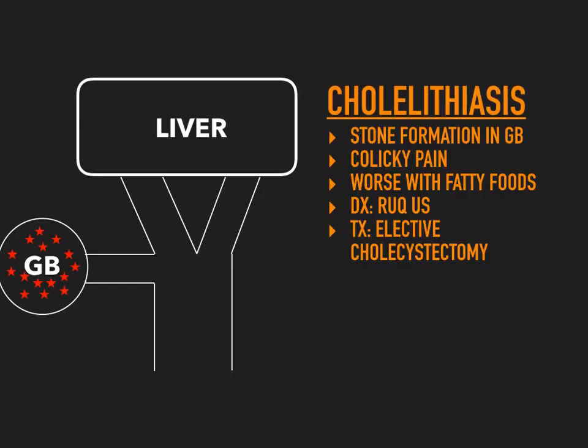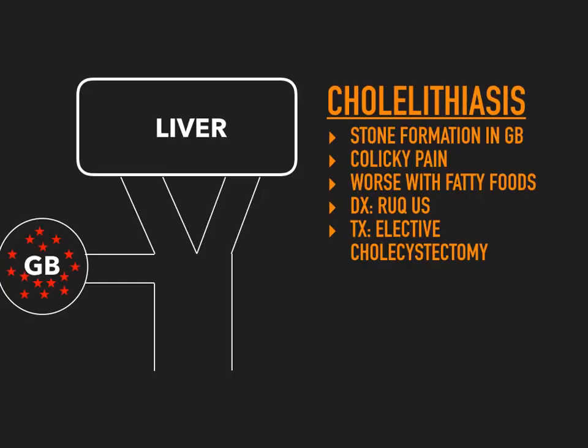Now, the key to picking this out when they describe a patient to you in the question is that the patient typically will have colicky pain, right? Waxing and waning in the right upper quadrant. Sometimes they'll have cramps and then they'll disappear, and then they'll come back and then they'll disappear. That's colicky pain, and it's very classic of cholelithiasis.